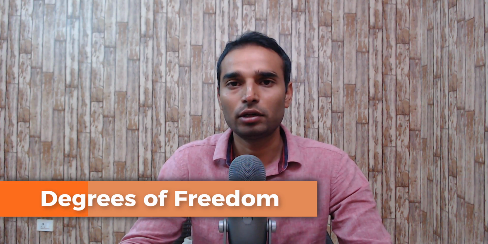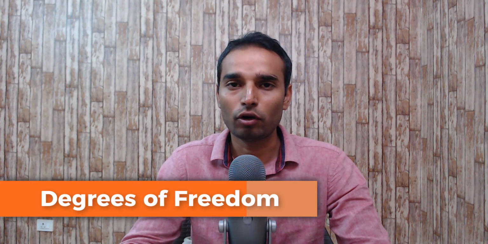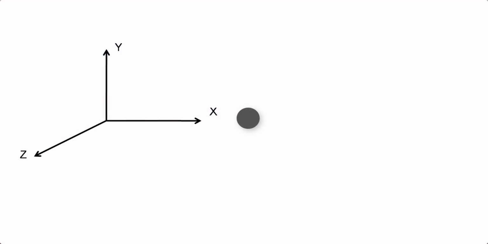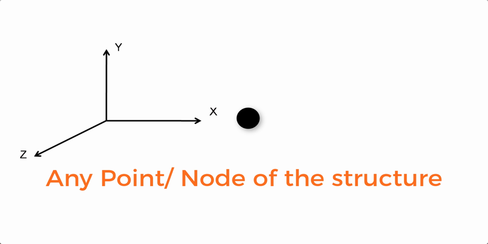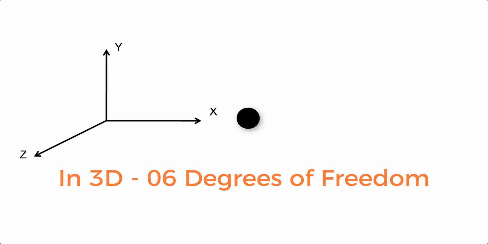Now, to understand the concept of restraints, you have to understand the concept of degrees of freedom. This is a term I'll be using more often than not. To understand this, consider this point. This can be any point or any node of the structure. Any point in three dimensions can have six types of movements or six types of freedoms.